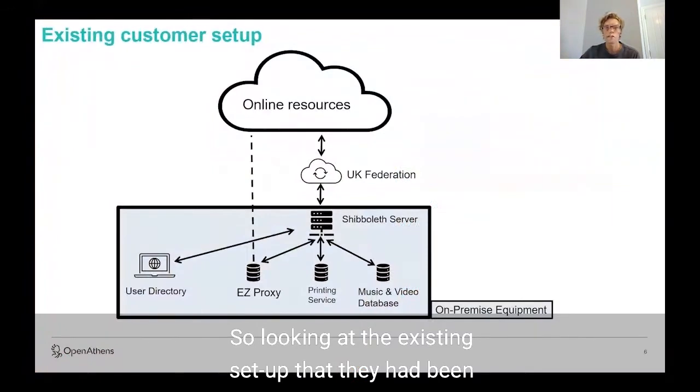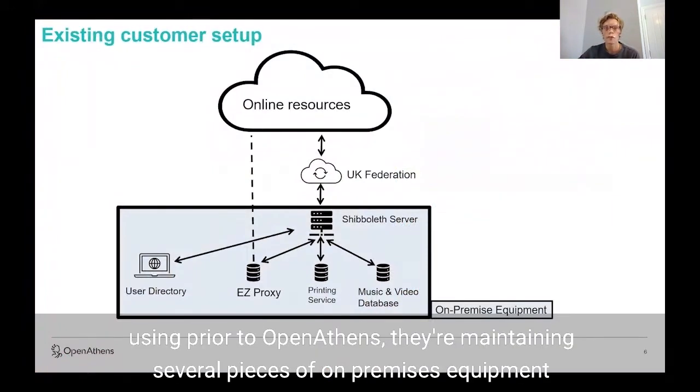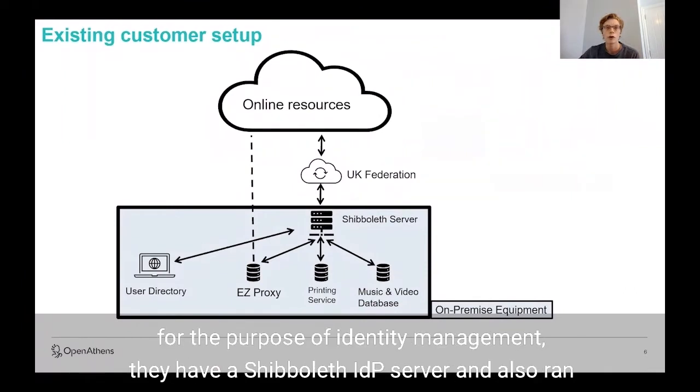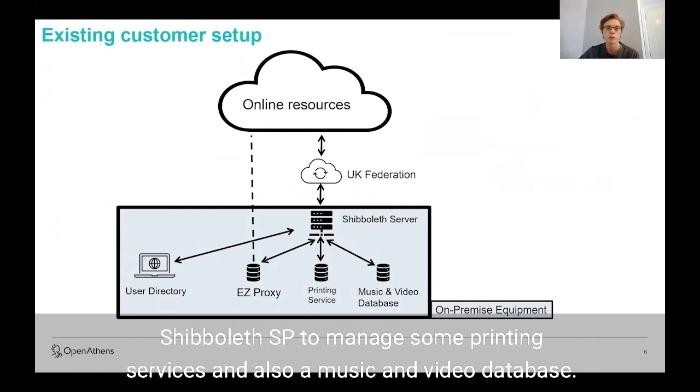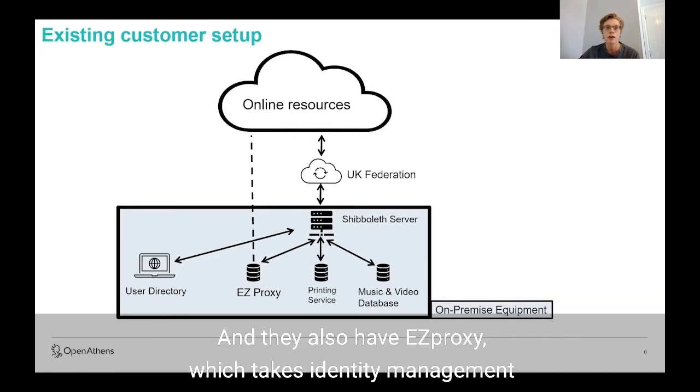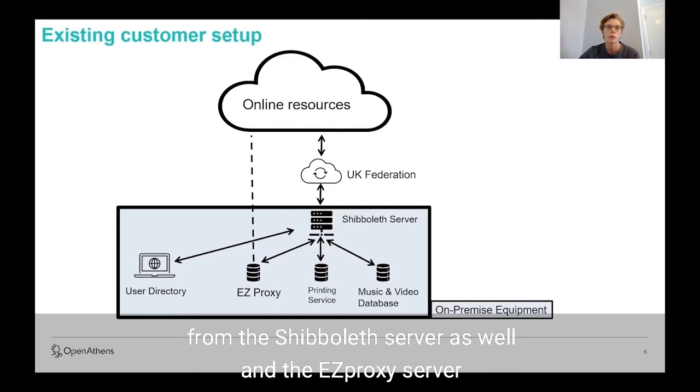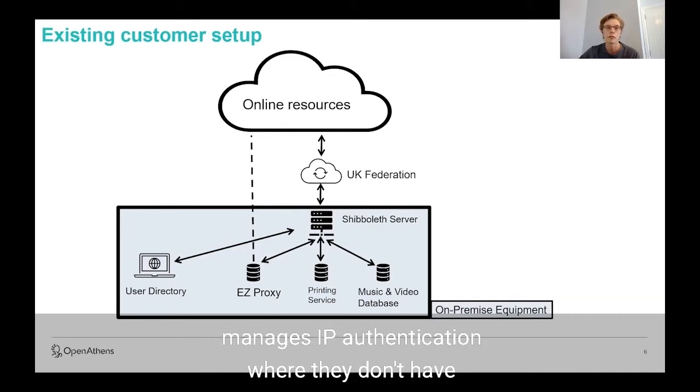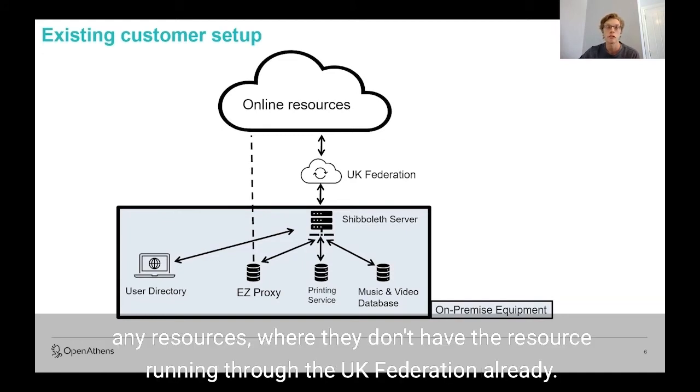So looking at the existing setup that they've been using prior to OpenAthens, they're maintaining several pieces of on-premise equipment for the purpose of identity management. They had a Shibboleth IdP server and also ran Shibboleth SP to manage some printing services and also a music and video database. And they also have EZproxy, which takes identity management from the Shibboleth server as well. And the EZproxy server manages IP authentication where they don't have the resource running through the UK Federation already.